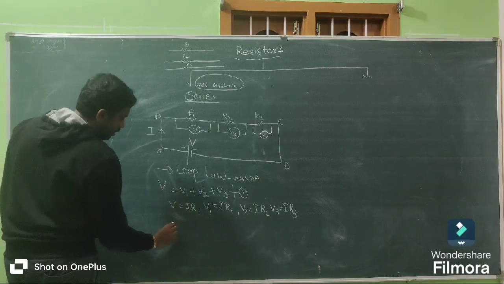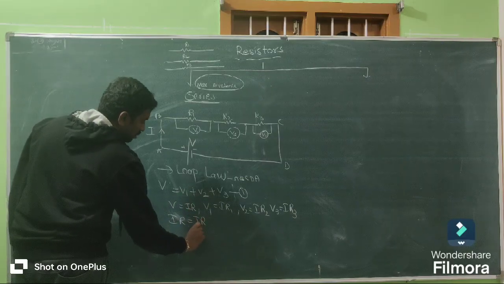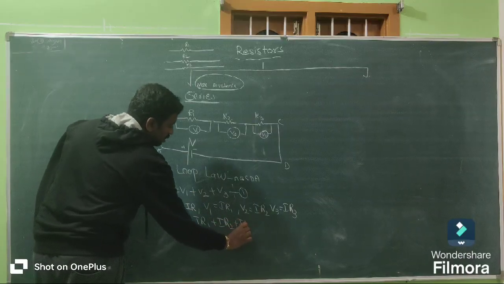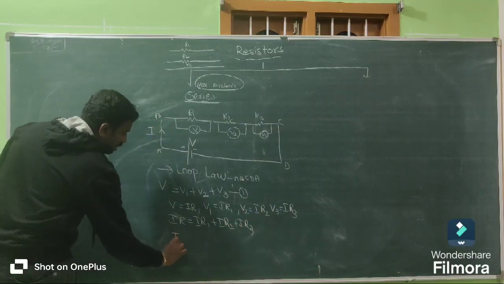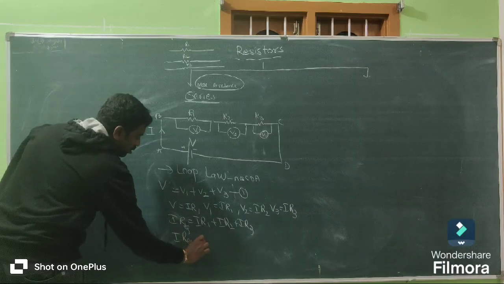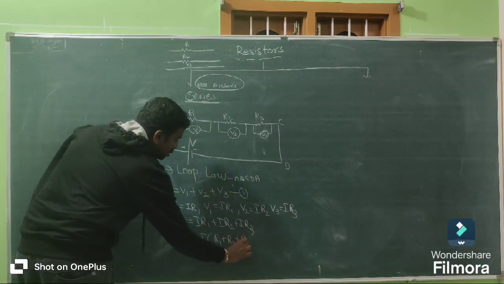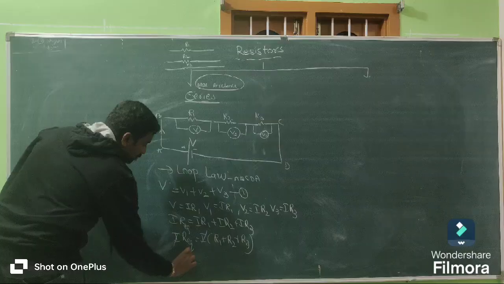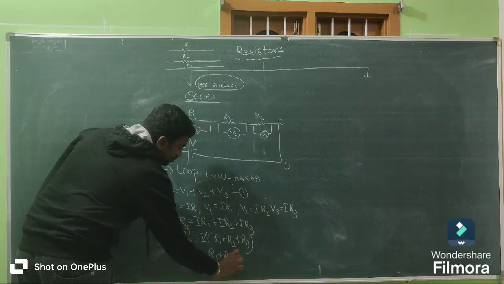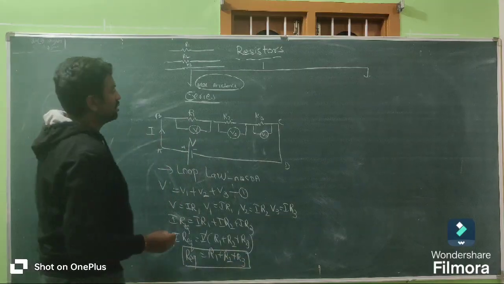V is equal to IR. IR is equal to V1, which means IR1, plus V2, which means IR2, plus V3, which means IR3. Now IR is the total resistance R equivalent, so R equivalent is equal to I common, R1 plus R2 plus R3. I cancels, so R equivalent is equal to R1 plus R2 plus R3. This is the formula for total resistance in series connection.